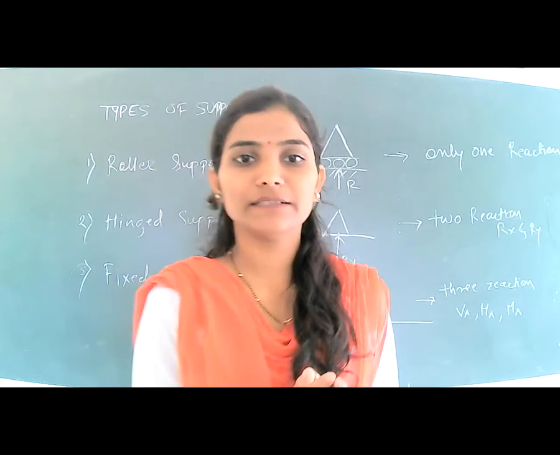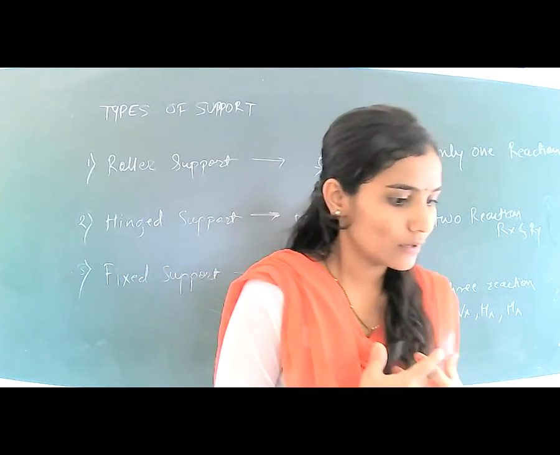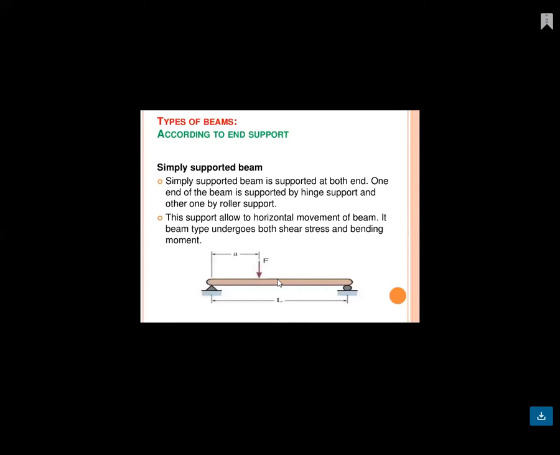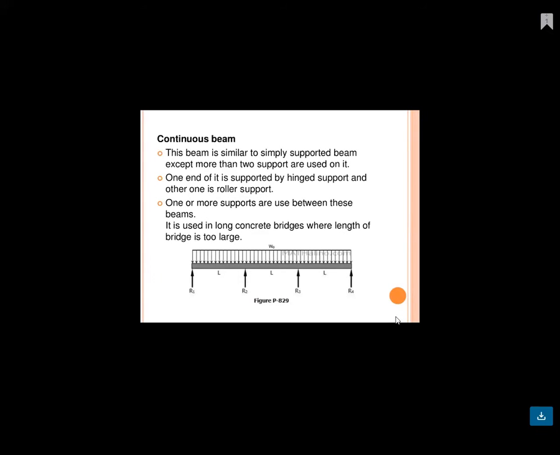You can see on the screen the types of the beam according to end supports. First we have the simply supported beam. As shown in the figure, a simply supported beam means the support is at both ends. One end of the beam is supported by a hinge support and the other by a roller support. Next one is the continuous beam. It is a simply supported beam, except more than two supports are used on it. You can see R1, R2, R3, R4 are the supports, that is more than two supports.